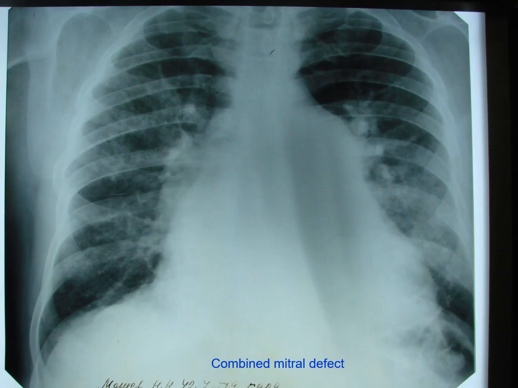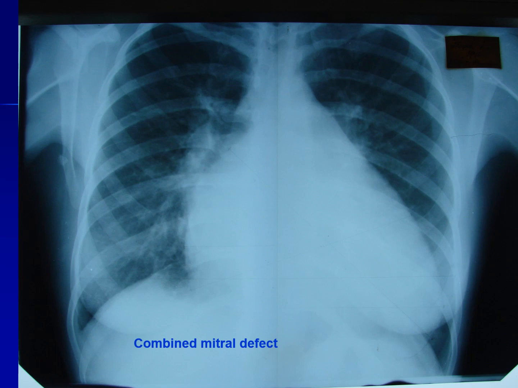That X-ray represents combined mitral defect. The shape of the heart is mitral. Second and third arches are wider, and also the fourth arch, left ventricle, is widened. So we understand it may also be mitral insufficiency. Here is also a patient from the Department of Cardiology with combined mitral defect, mitral shape of the heart.